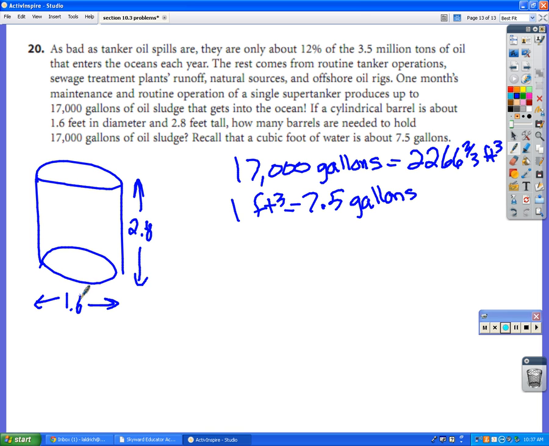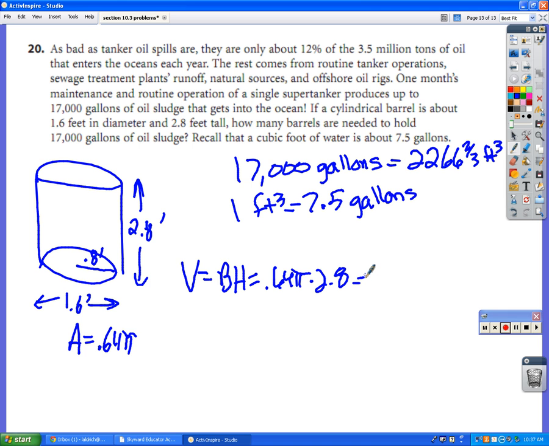How do I figure out the volume of this? We want the radius, so if the diameter is 1.6 feet, the radius is 0.8 feet. All right, so that means the area of the base is 0.64 pi, because 0.8 times 0.8 is 0.64, and then times it by what? By the height. So the volume is the area of the base times the height, which is 0.64 pi times 2.8, which is 1.792 pi, all right? So that's how many cubic feet of oil we can store in one of these barrels.